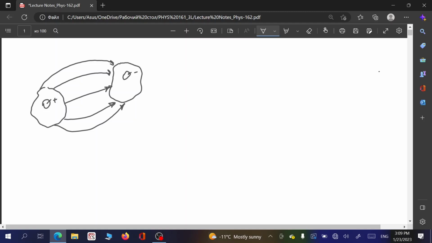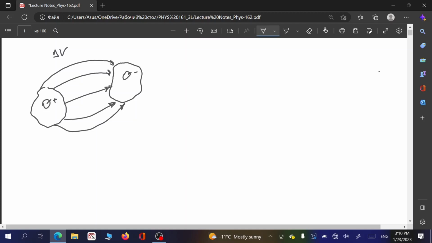And there will be some potential difference between these two conductors since they possess different charges. So their surfaces will possess different electrostatic potentials. So the amount of electric charge which can be accumulated by such a system, which is a system of two conductors.